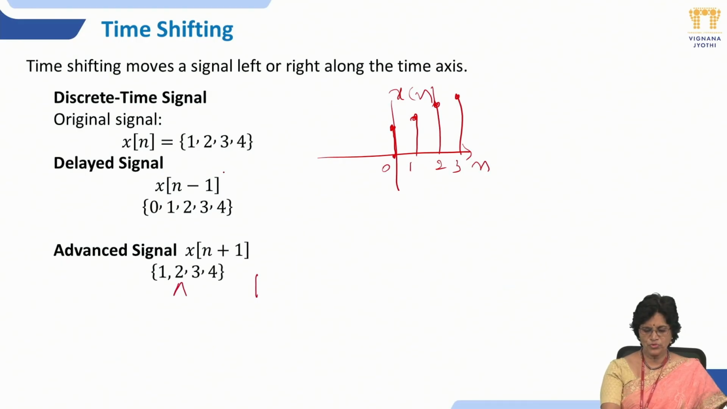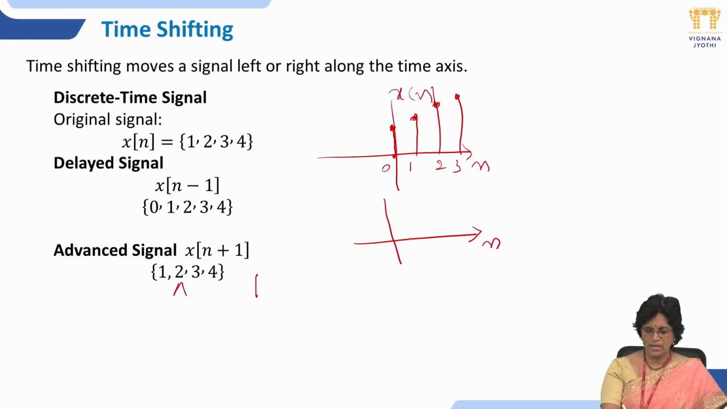It is having 4 samples in my signal, having 1, 2, 3, 4 as amplitude. Okay, now what I am doing? I am doing delaying of my signal by 1 unit. So when I am doing delaying by 1 unit, what happens? Entire signal is shifting towards right by 1 unit.